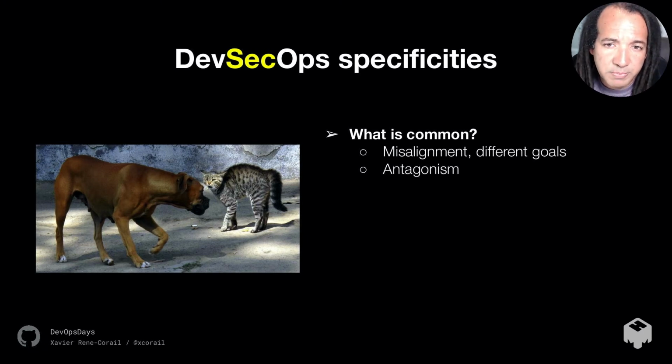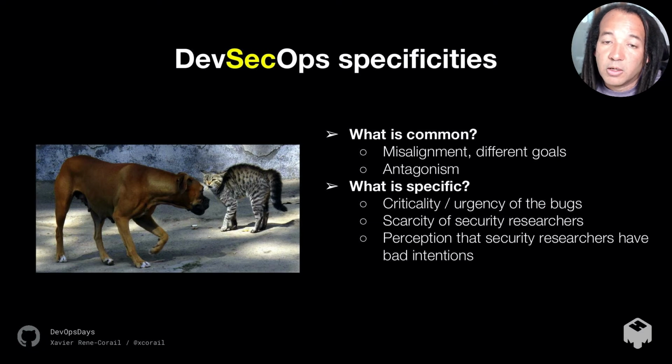But what is specific? First, the criticality or the urgency of the security bugs. Some security bugs can jeopardize the entire integrity of your system. They can leak personal data from you or from your customers. The second specificity is that security researchers are quite a rare population compared to developers. And so mechanically, they are not always available to help. They are less available to help.